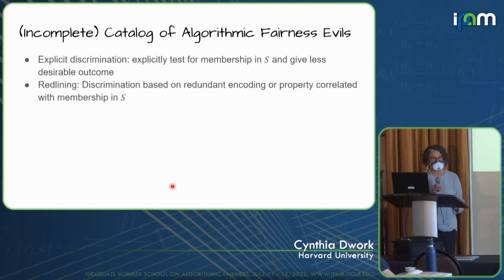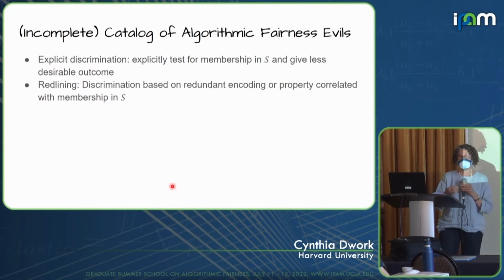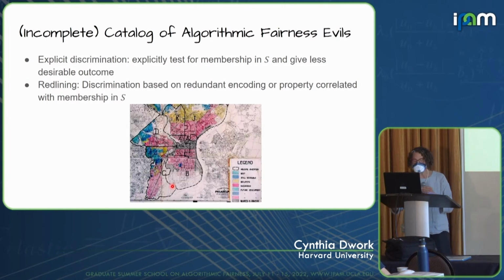Another possibility is redlining. Who is not familiar with redlining? Okay. Redlining is a well-known form of discrimination, which is based on what I would call a redundant encoding. Information about your income or your race may be embedded in your zip code. And let me show you.